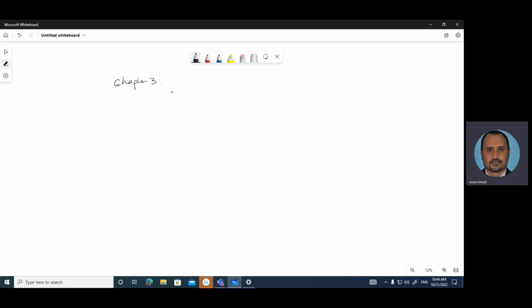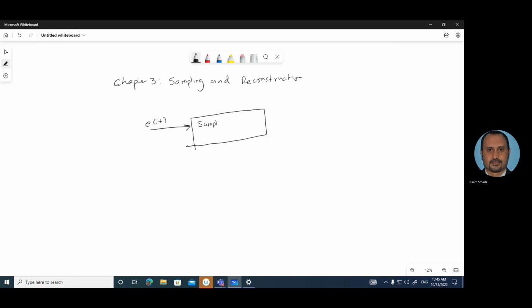Chapter 3, which is actually sampling and reconstruction. So simply, what is the meaning? Let's assume that I'm having a continuous time signal. Here I need to use a sampling and hold device in order to reconstruct the signal. I will call it E dash of T.